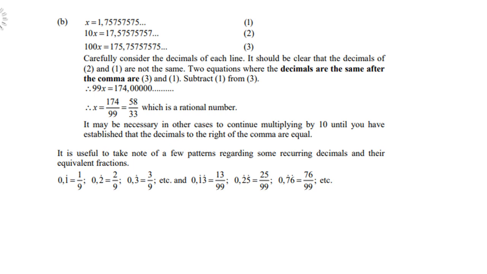At this stage, I would advise you to check the answer, whether it is really the original fraction. It is useful to take note of a few patterns regarding some recurring decimals and their equivalent fractions. Like 0.1 recurring is 1/9, 0.2 recurring is 2/9, 0.3 recurring is 3/9, etc. 0.13 recurring is 13 over 99, 0.25 recurring is 25 over 99, 0.76 recurring is 76 over 99. Surely you can pick up a pattern.